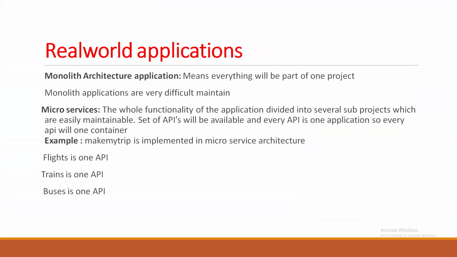Monolithic architecture application means everything will be part of one project. Monolithic applications are very difficult to maintain. Before, in the waterfall model, everything was one project. In microservices, the whole functionality of the application is divided into several sub-projects, which are easily maintainable. A set of APIs will be available, and every API is one application, so every API will contain one container. For example, Make My Trip is implemented in a microservice architecture. Flights is one API, trains is one API, buses is one API.